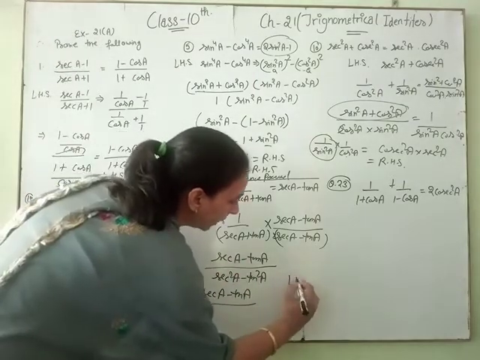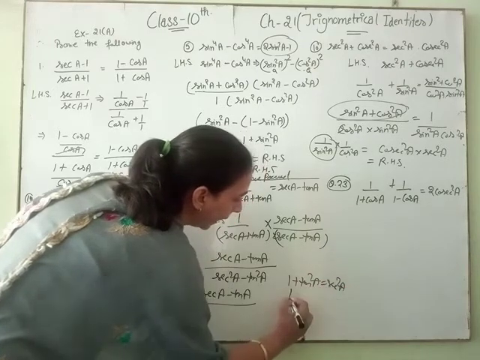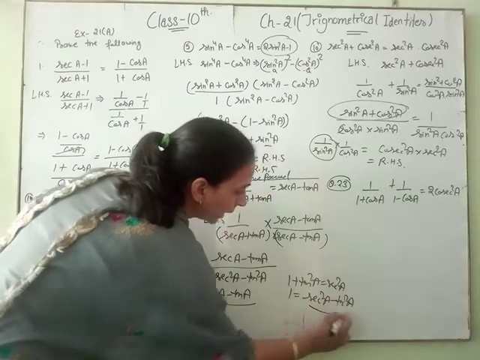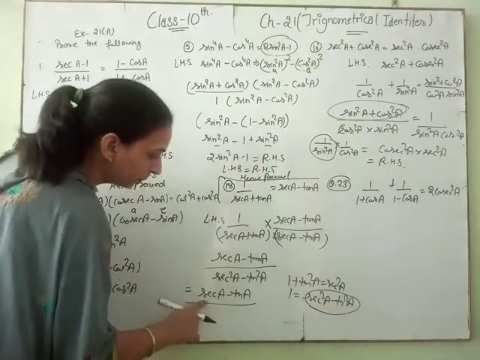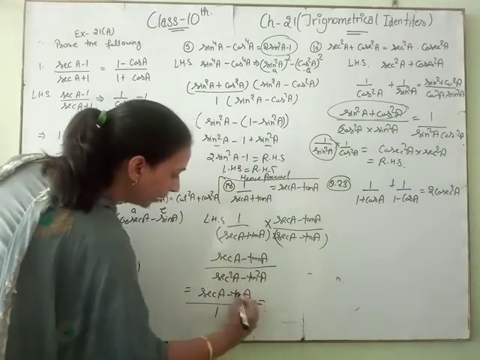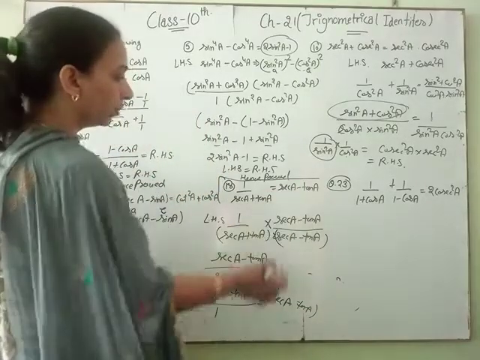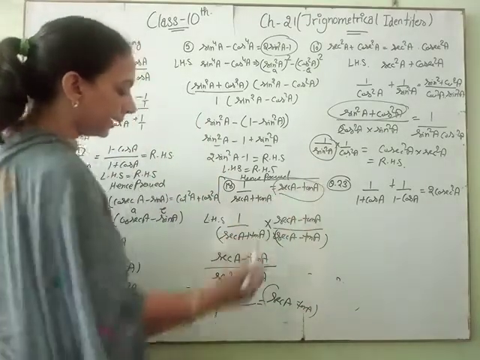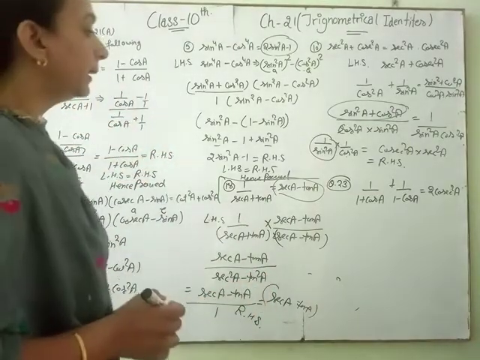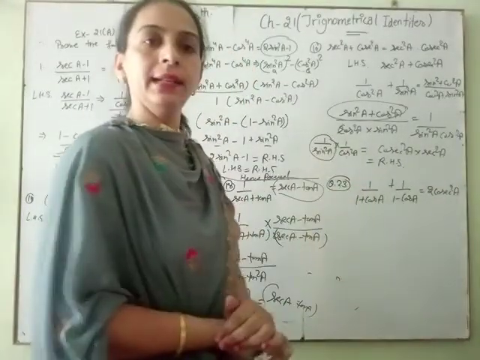Because we know that 1 plus tan square A equal to secant square A. And 1 equal to secant square A minus tan square A. So secant square A minus tan square A equal to 1. So in place of this we write 1. Okay. And this equal to secant A minus tangent A, and this equal to right hand side. Left hand side equal to right hand side. Next is question number 23.